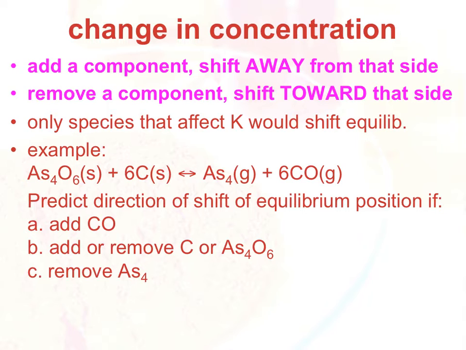Something to note, though, is that only species that affect K are going to shift equilibrium. So if your equilibrium expression doesn't have the component that you're adding or subtracting in it, it's not actually going to affect your shift in equilibrium. So let's look at the following reaction here. Basically, they want us to take this reaction and predict the shift of equilibrium based on the addition of various items.